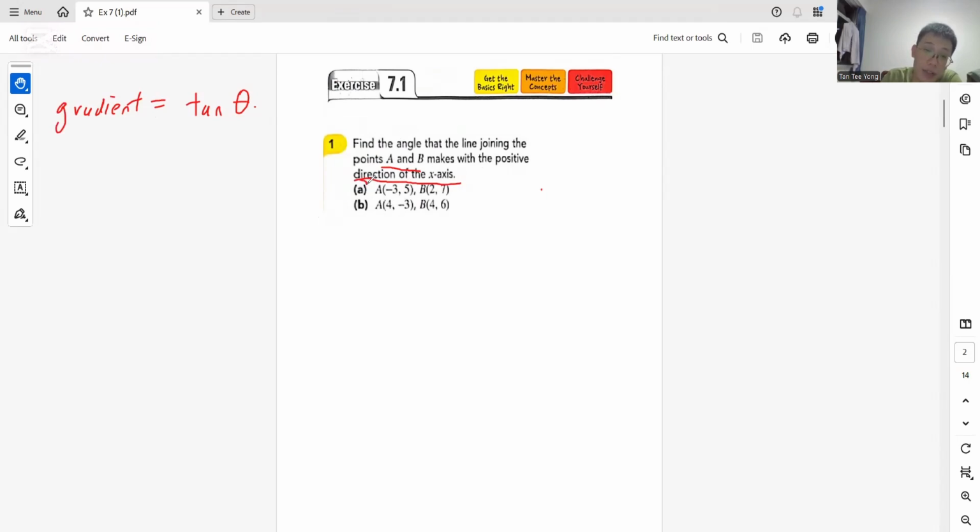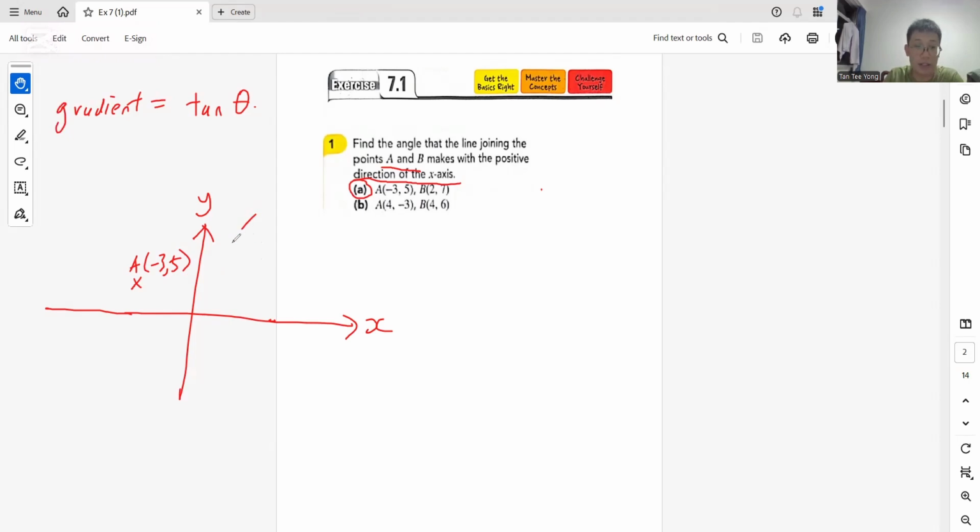For part A, we are going to sketch out the coordinates on the y and x axis. So y and x, then A is probably like here. Let's say this is A, (-3, 5). Then B is probably somewhere around here, so this is B, (2, 7). You draw a line that cuts through A and B, and this is your theta. They want to find out this angle.